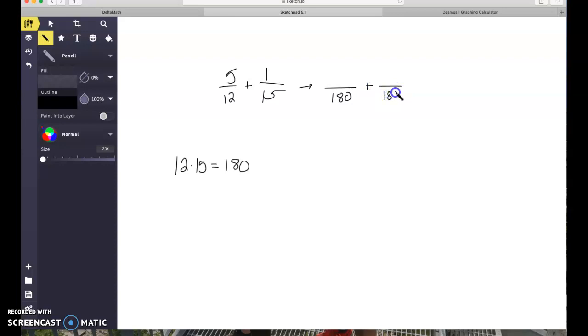I know at the very least, even if I can't find a least common multiple, I can always just multiply my two denominators together to get that common denominator. So that means that I multiplied my first fraction by 15, and if I do it to the bottom, I have to do it to the top, so I'm technically multiplying by 1. And 5 times 15 gives me 75. So I have 75 over 180.